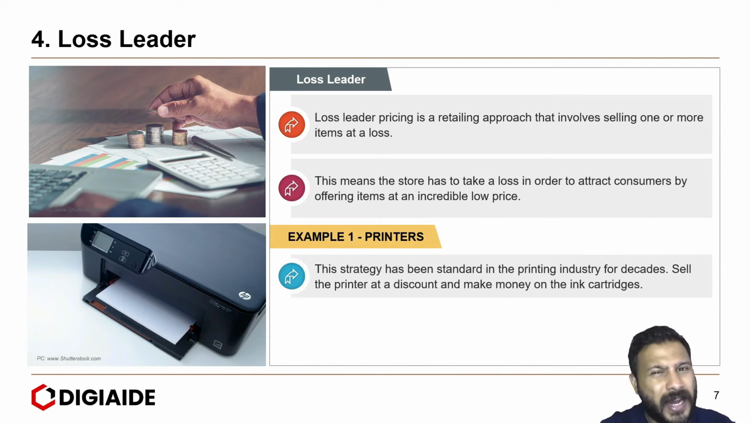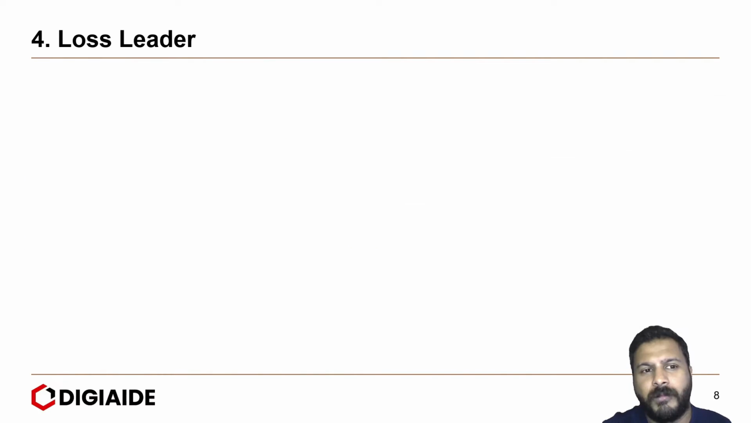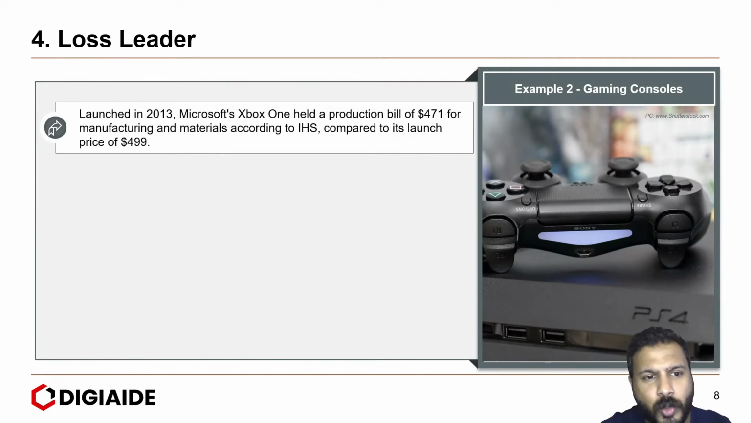The strategy has been standard in the printing industry for decades. Sell the printers at a discount and make money on the ink cartridges. In fact, HP revealed the size of its Instant Ink subscription service business, saying that it is now a $500 million annual business with a 30% annual growth rate. Moving on, another example in the loss leader strategy is gaming consoles.